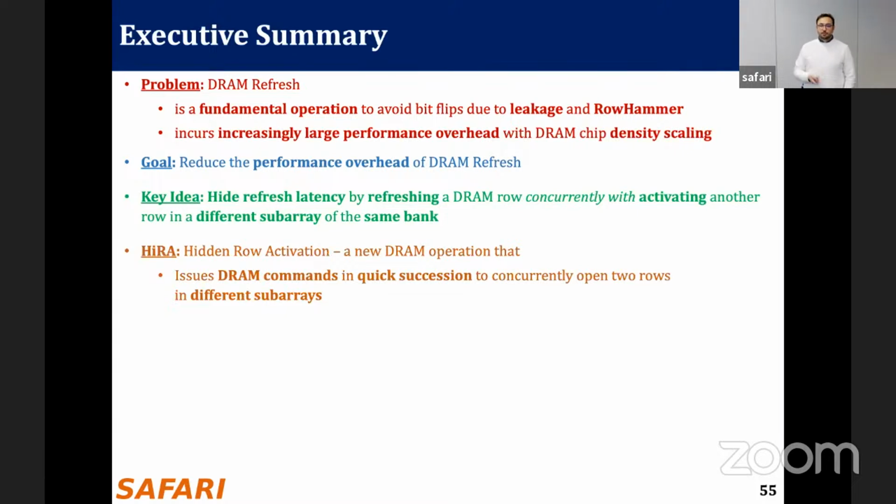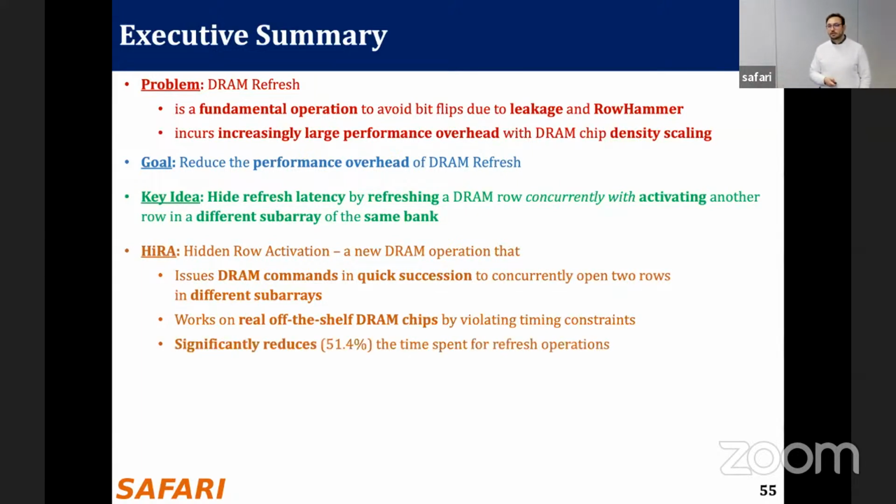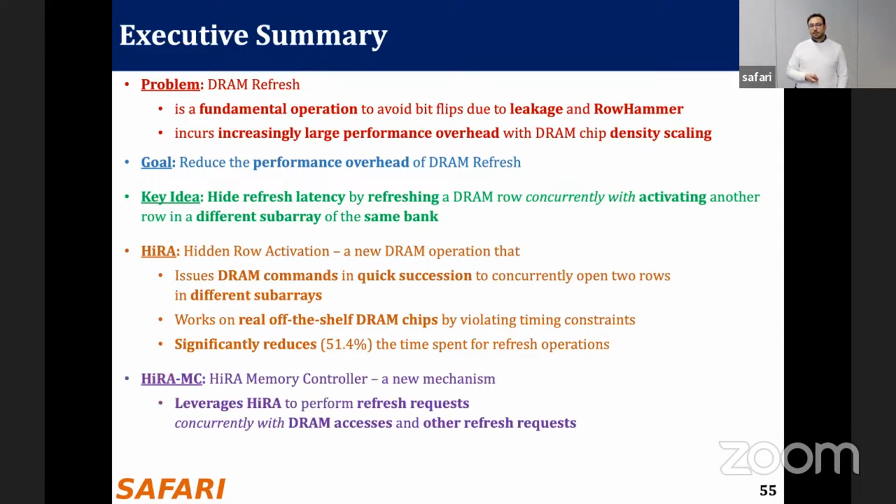To this end, we propose HiRA, a new operation called hidden row activation. What it does is basically it issues DRAM commands in quick succession to concurrently open 2 rows in different subarrays, and this happens in real off-the-shelf DRAM chips by violating timing constraints. By doing so, HiRA significantly reduces the time spent for refresh operations.